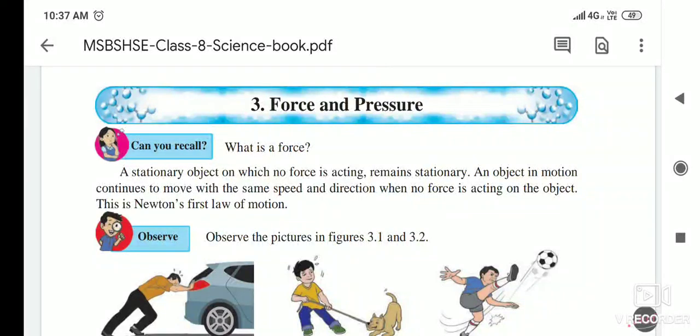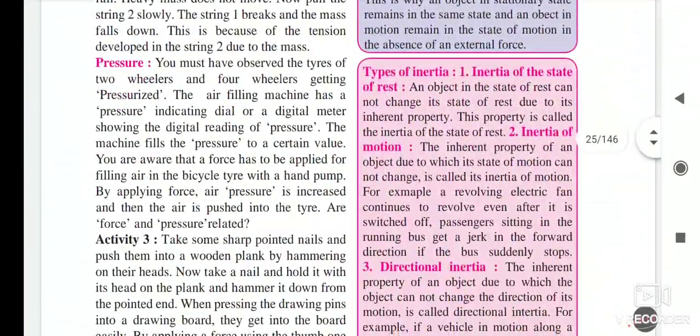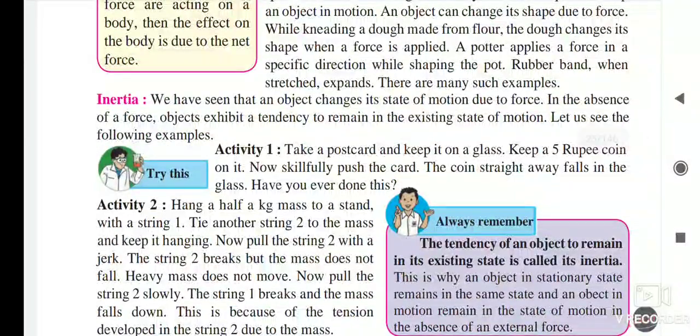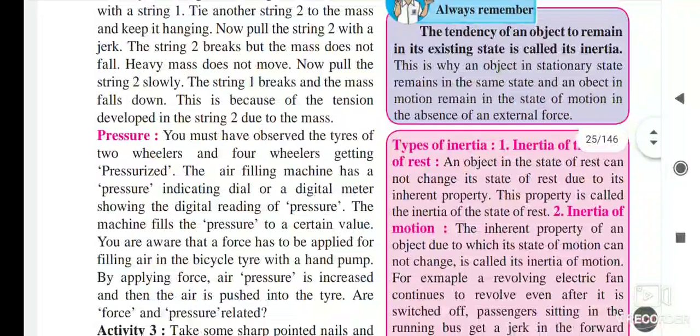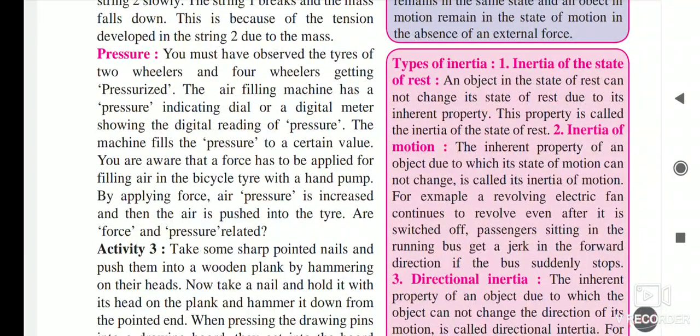Hello children, in continuation with the third lesson, force and pressure. Today we are taking the new point, that is pressure. Yesterday we saw inertia and its types, the activities inside it, and after that we saw the types of inertia. Today we will see pressure.